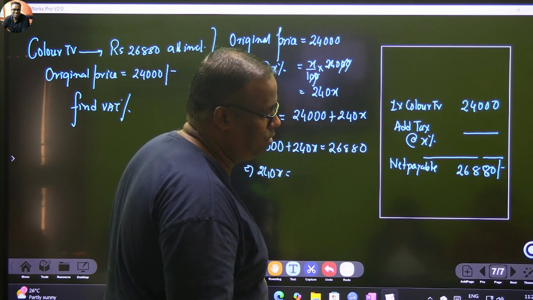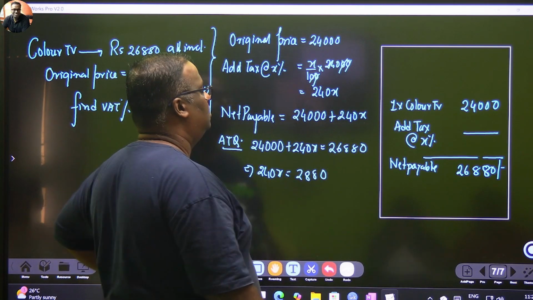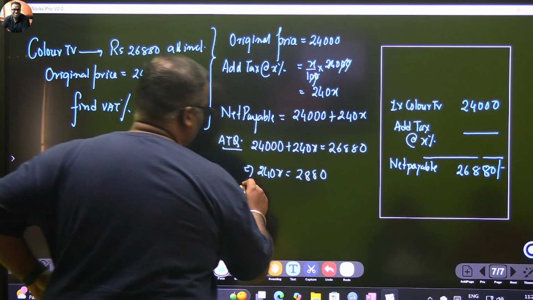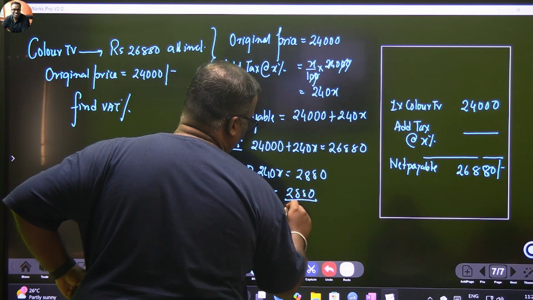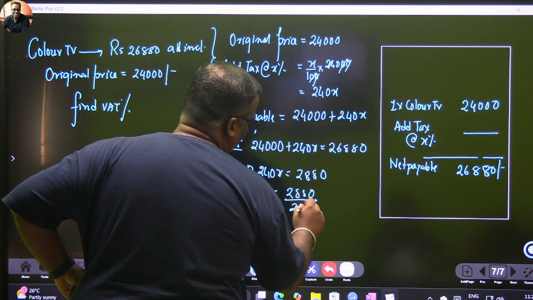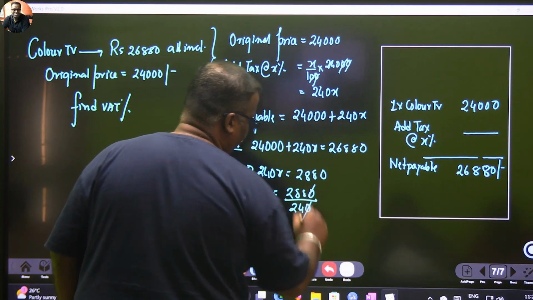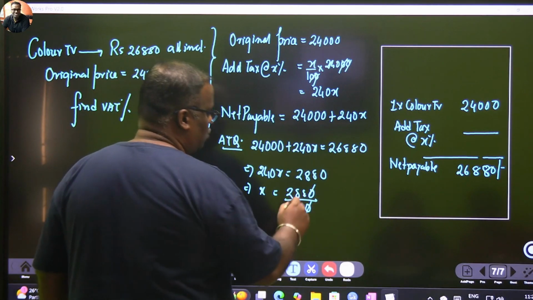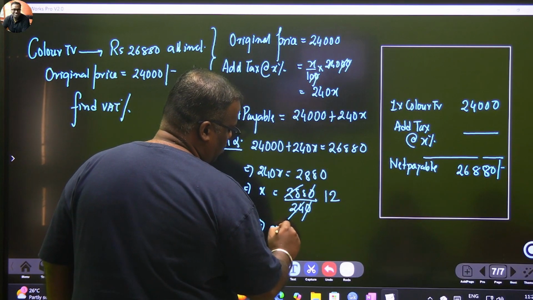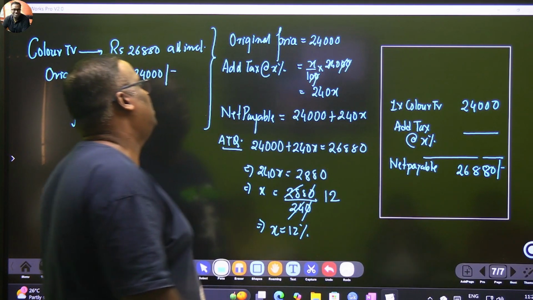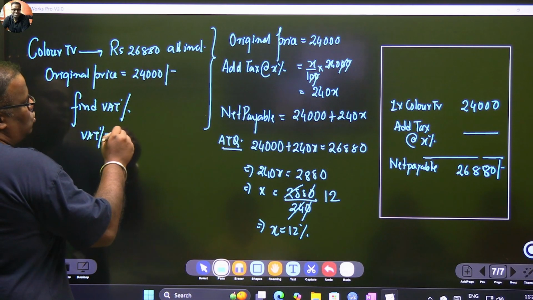Or 240x becomes 26,880 minus 24,000. 26 minus 24 is how much? 2,000. So 2,880. Or x is equal to 2,880 divided by 240, and x will come directly as percent. 12%. 24 ones are 24, 24 twos are 48. So x is equal to 12%. But you are not asked to find x, you are asked what the VAT percent is. So you write that the VAT percent is 12%.